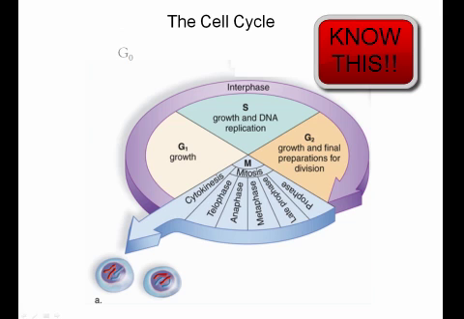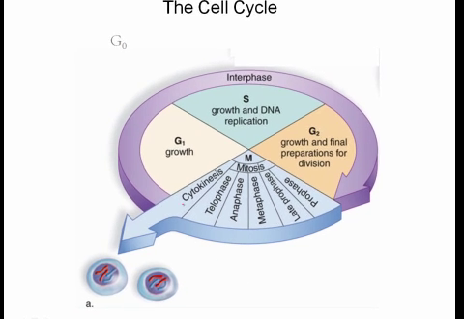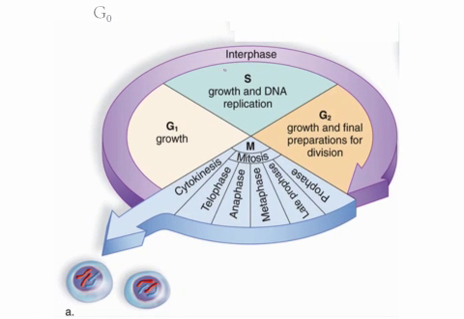This is a diagram of the cell cycle, the life and times of a cell. A non-dividing cell is in interphase. And so if you look at the diagram, the big purple arc represents interphase. This is a non-dividing cell. So a cell spends most of its life in interphase.